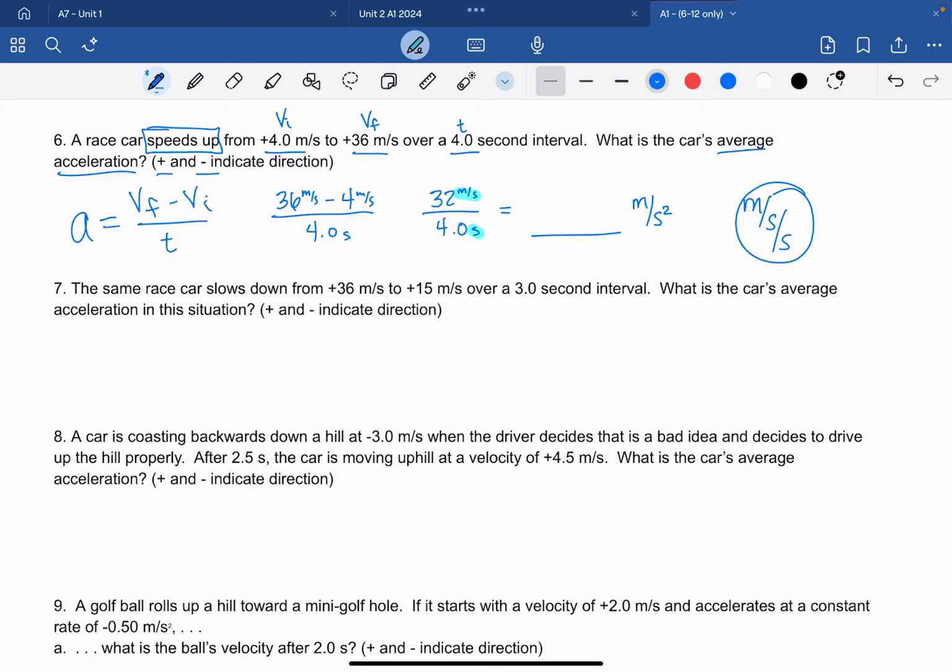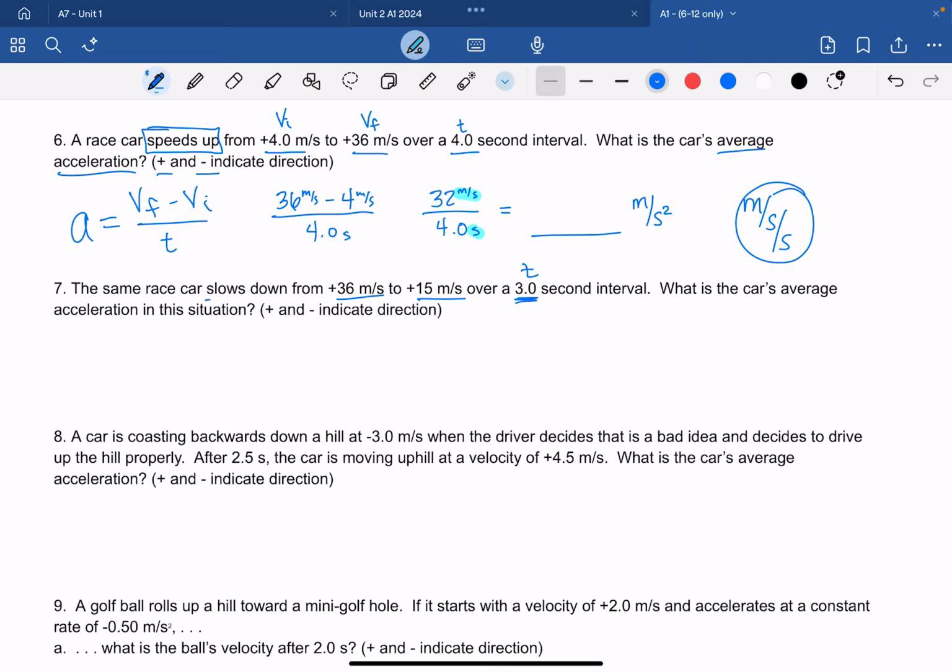And then your answer there for number 6, I'll let you guys get that one. 32 divided by 4. Might even be able to do it in your head. All right, number 7. The same race car slows down from 36 to 15 meters per second, and this now happens over the course of 3 seconds. What is the car's average acceleration in this situation?